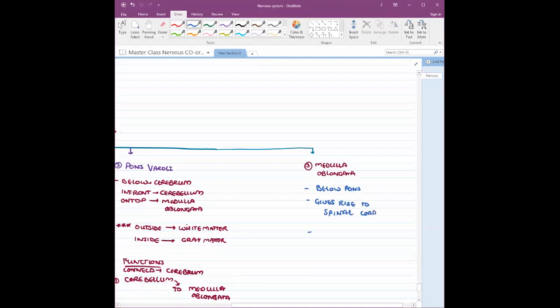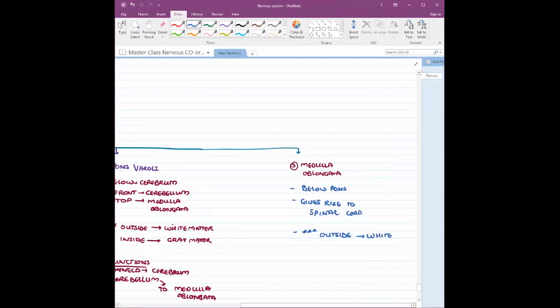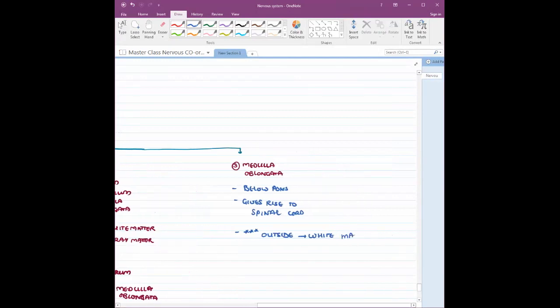But now, once again, guys, here they are going to ask you the arrangement of neurons. So once again, outside it is going to be your white matter, inside gray matter. Very important, guys. They will always ask you this: state the arrangement of neurons in the cerebrum, cerebellum, pons, medulla, and spinal cord. Very important, guys.